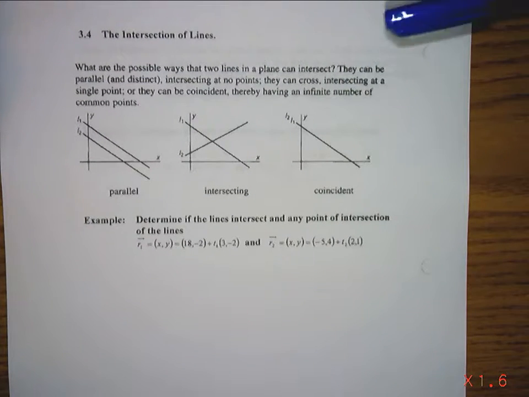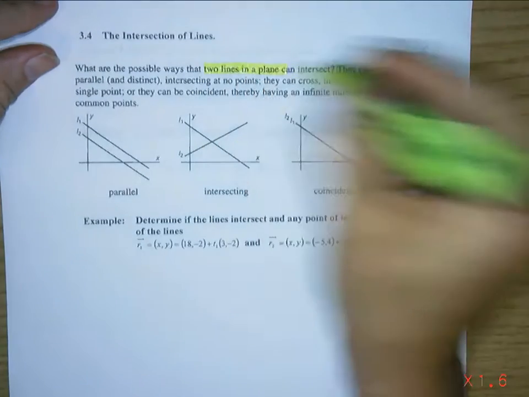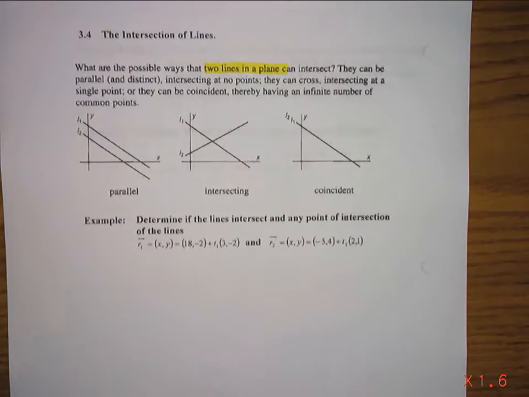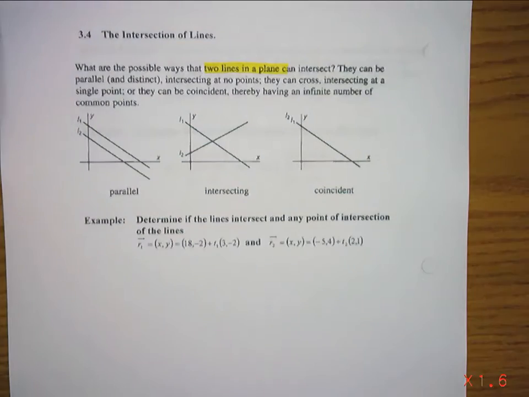What are the possible ways that two lines in a plane can intersect? So remember, language is very important in vectors. We're talking about two lines in a plane. Well, that's not like snakes in a plane. No. We're talking about a two-dimensional plane. We're talking about something like an x and a y axis.